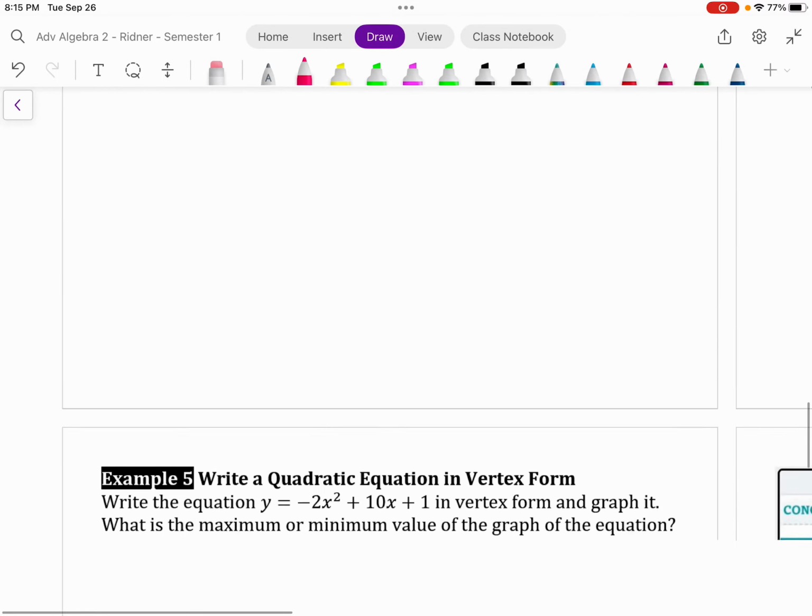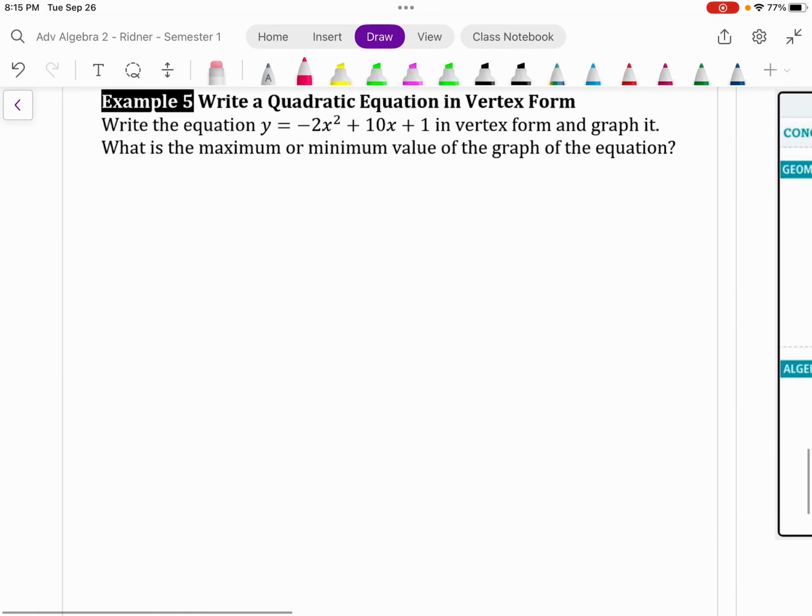Right, one last video, and it scrolled up on me. We are going to turn this quadratic function into vertex form, meaning the one that looks like this. If you recall the very first section, 2-1, it looks like this. And we're going to turn it into vertex form.